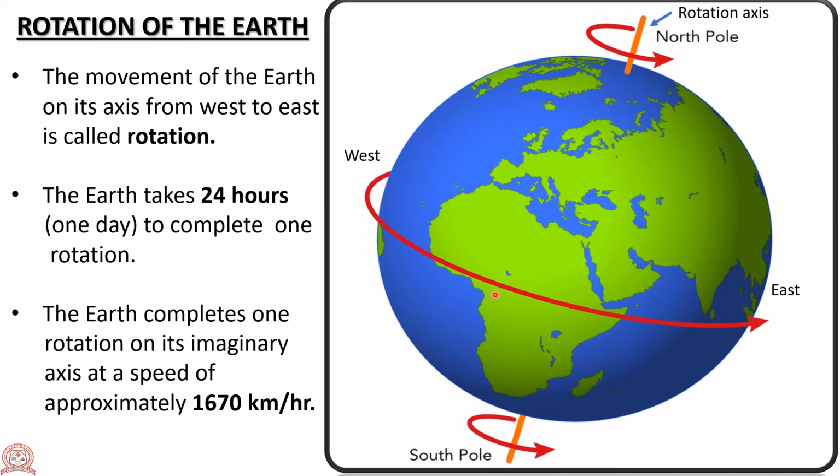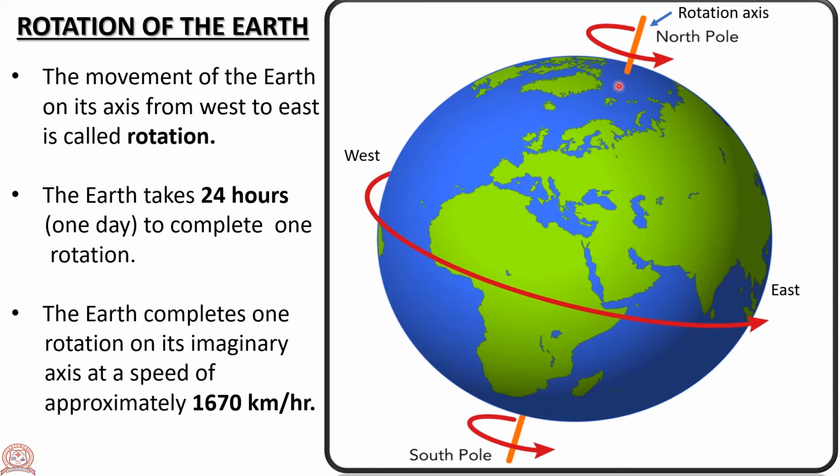First one, rotation of the earth. The movement of the earth on its axis from west to east is called rotation. Axis. What is axis? Axis is an imaginary line that passes through the center of the earth and joins the North Pole and South Pole. The earth moves from west to east on its own axis. That is called the rotation of the earth.